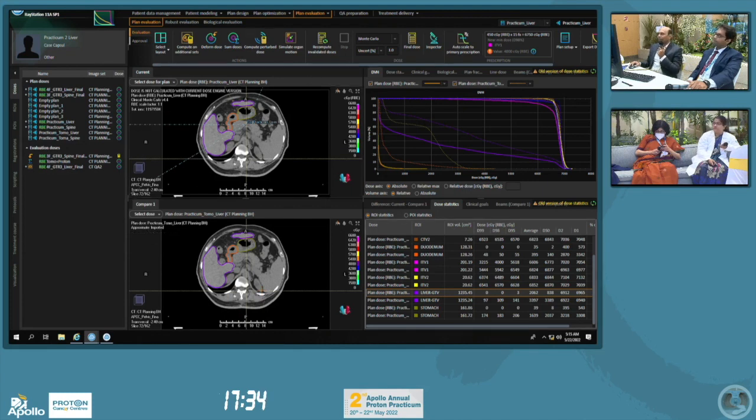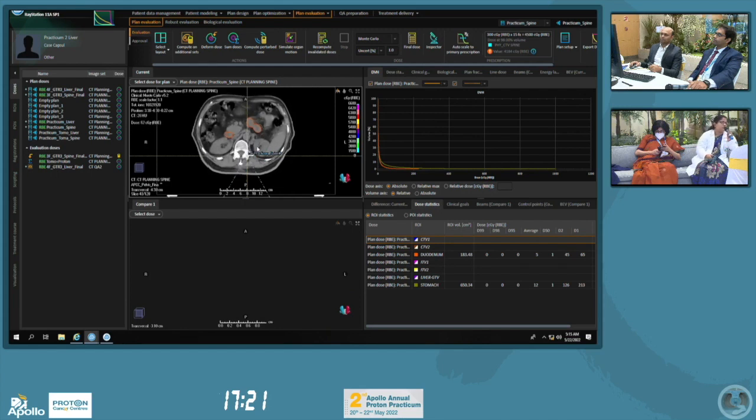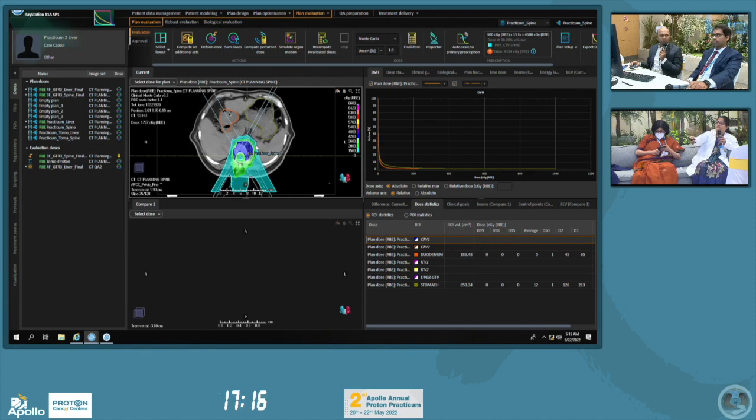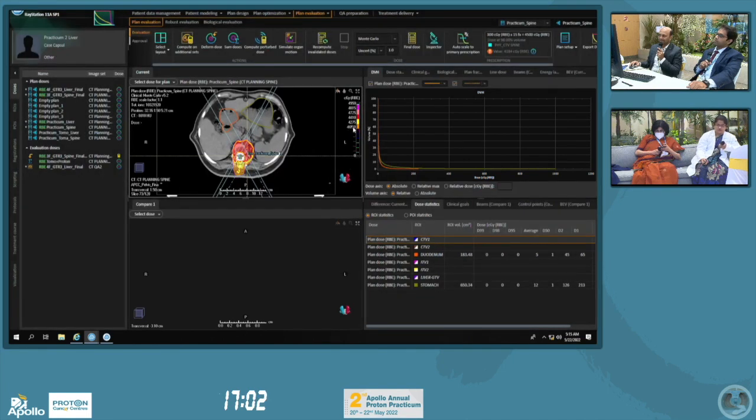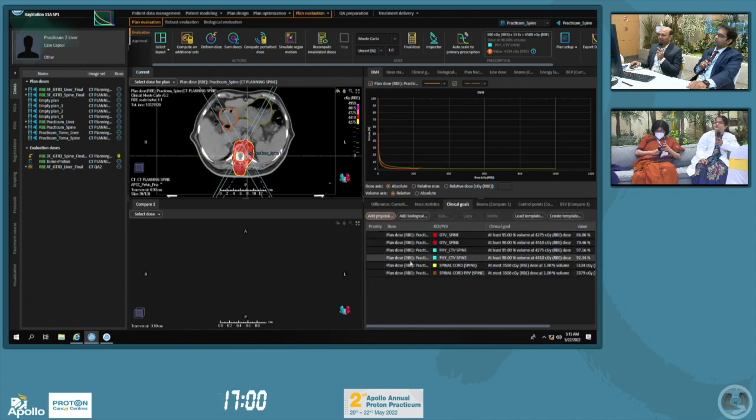Okay. So what we have done, the spine plan is treated in a free breathing situation. So we first implement the treatment of the liver in a breath hold, and after that patient can relax and the spine is treated in a free breathing situation. So to tell you, for the spine, we have used very simple two posterior oblique beams, and they have treated to a dose of 45 gray. At the same time, restricting the spinal cord dose to less than 31 gray.